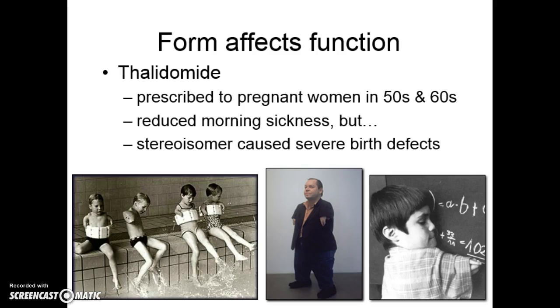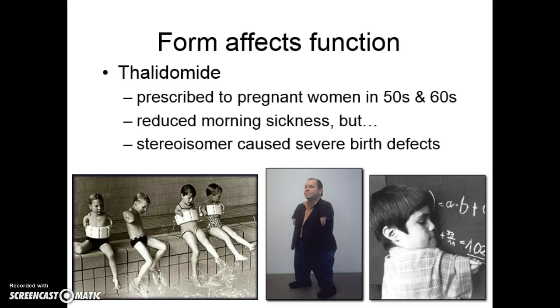And that is what happened with thalidomide, which was prescribed to pregnant women in the 50s and 60s to reduce their morning sickness, and it was effective to do that. But its stereoisomer, which got converted in the body, caused incredibly sad birth defects. And there was a term, thalidomide babies, to describe all these children that were born with these birth defects. And mostly they were missing limbs, particularly their arms.